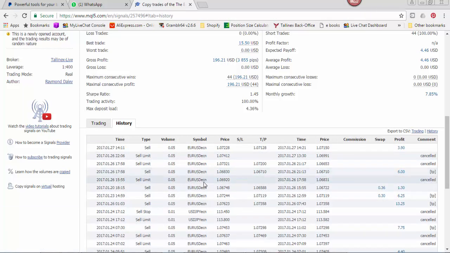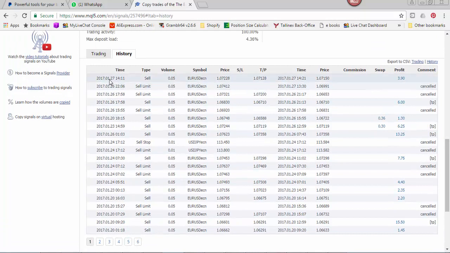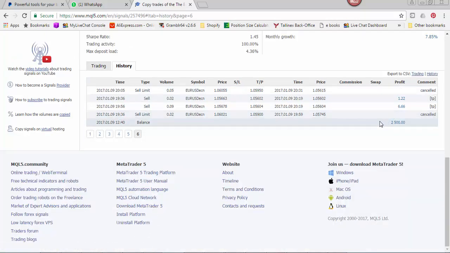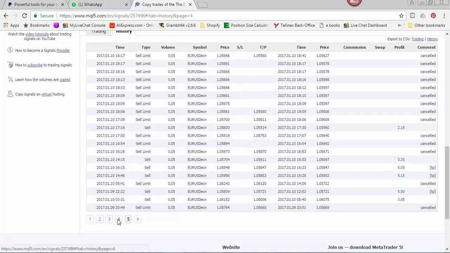Now, if we scroll down to my history, here you will see all my trades that were taken since the beginning of the account. All right, so we have to date, which is the 27th of January 2017. Let's go back to the beginning here, and we have balance 2,500. And here we had all the trades taking place coming forward. So this is just a good way of tracking your performance, guys.